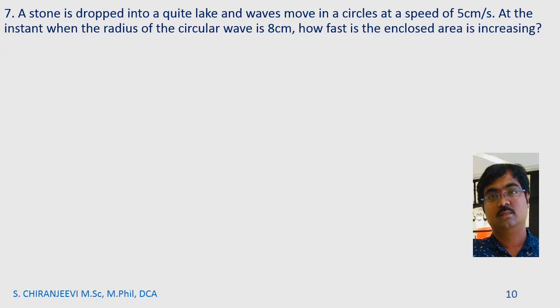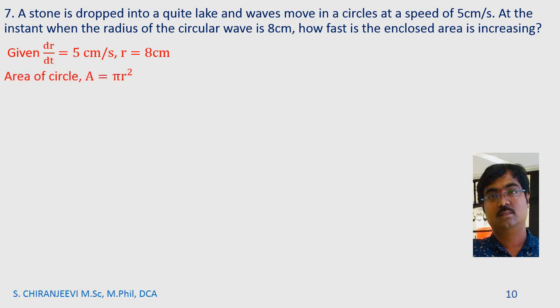Next, seventh one. A stone is dropped into a quiet lake and waves move in circles at a speed of 5 centimeter per second. At the instant when the radius of the circular wave is 8 centimeter, how fast is the enclosed area increasing? Given dr by dt equal to 5 centimeter per second, r equal to 8 centimeter.